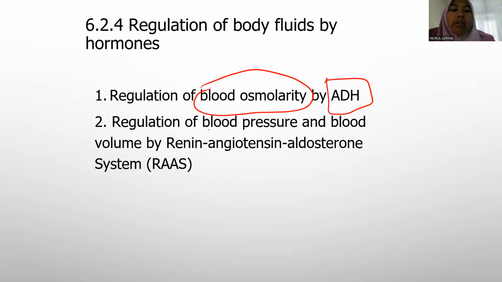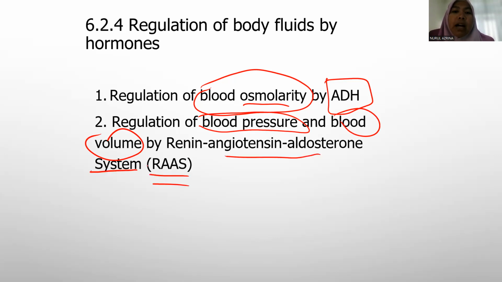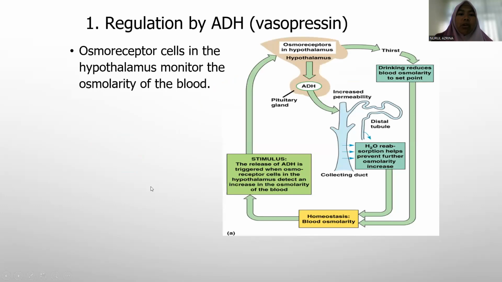Second one is regulation of blood pressure and also blood volume. If the question gives you some clue, please read the statement carefully. If it involves osmolarity, it is referring to ADH. But if it refers to blood pressure and blood volume, it is related to the renin-angiotensin-aldosterone system, or we call it RAAS. Now let's start with the regulation by ADH, or we call it vasopressin.